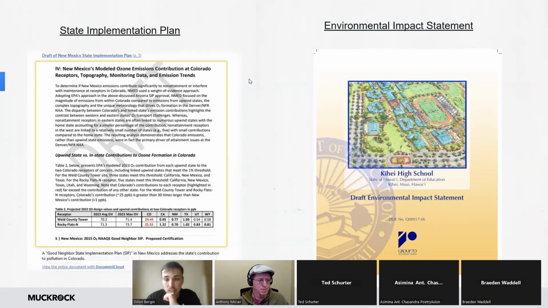On the right side, you'll see an environmental impact statement from the building of a high school in Hawaii. This was just interesting to me. I had done a Google search for draft environmental impact statement and then just done file type PDF just to see some examples of different environmental impact statements at different scales. So if you're just looking to get an idea of what an environmental impact statement looks like and what kind of air quality considerations would be in them, you could click that link there or just do the same type of search that I did.